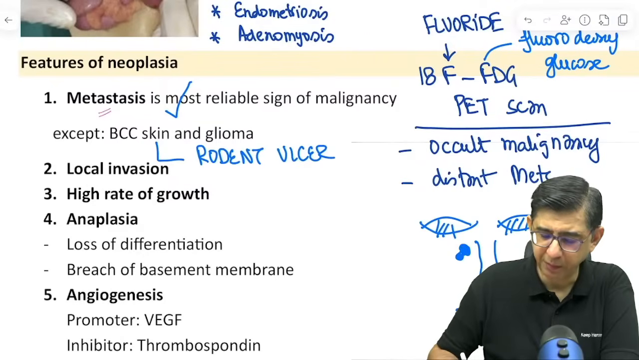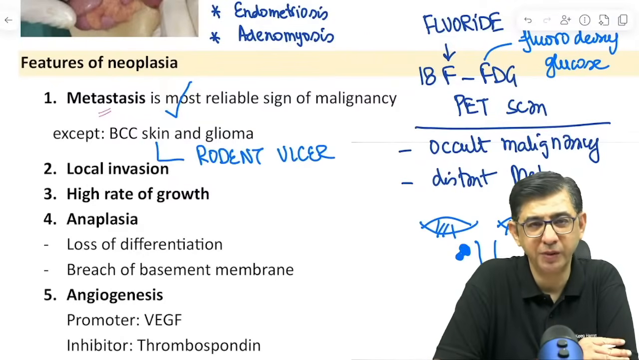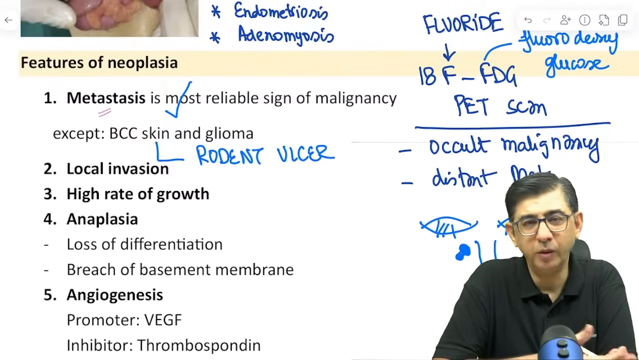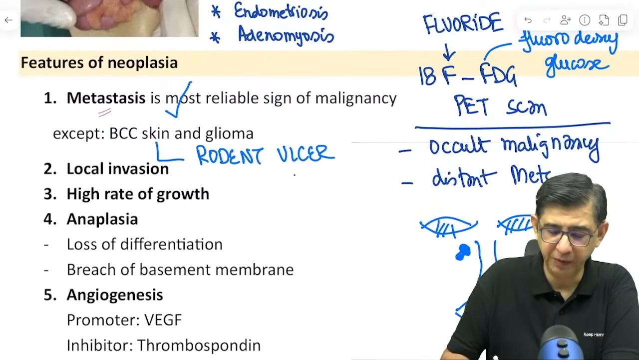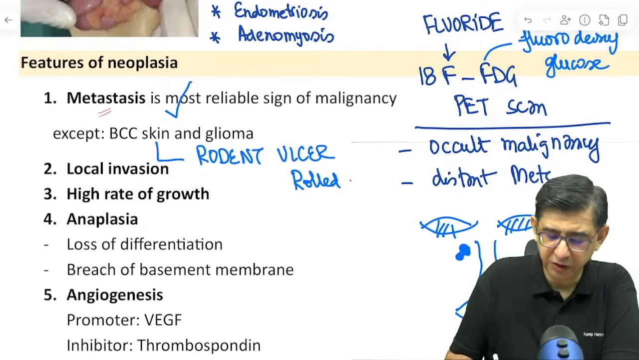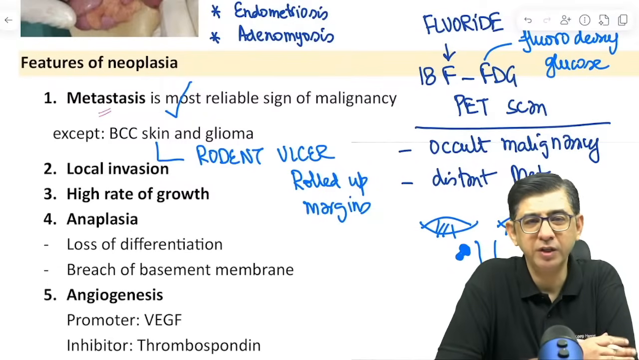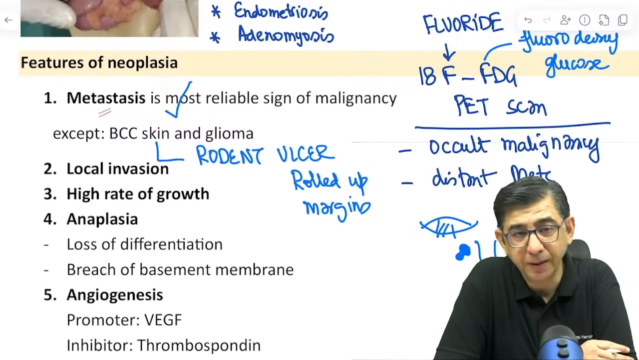कैंसर जो होता है उसमें हमेशा pearly margins, rolled up margins present होंगे. So rodent ulcer is locally invasive. That's one of the common types of skin cancer, and will always be having that rolled up margins as is usually described. Then other features of neoplasia would be local invasion, high rate of growth, and then anaplasia.